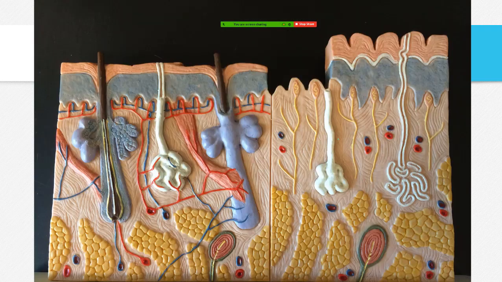All right, so this is a model that we will see in lab, and we could actually see a lot of these different structures, okay? So first off, you should be able to tell me, if I were to label it from here to here, what is this layer called? I'm not saying tissue, I'm talking about the layer. What is the layer called over here? Very good. This is going to be the epidermis.